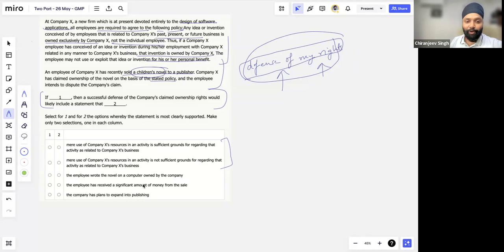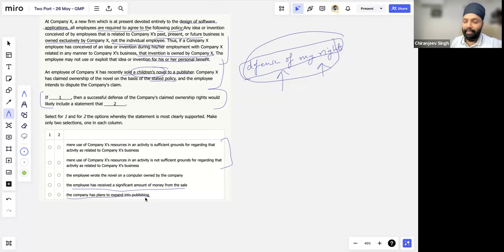Then it says the employee has received a significant amount of money. So that is also not related to what is given in the passage. Whether it's significant or insignificant, the point is the company owns it if you have conceived of that idea during employment. So this was very relevant to me.